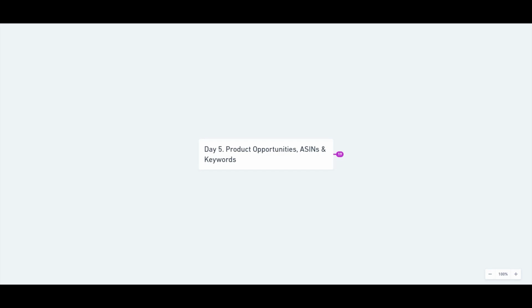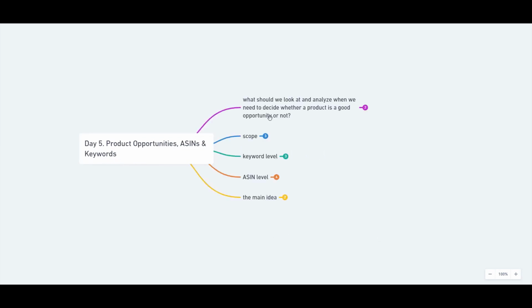Today we're going to talk about product opportunities versus ASINs versus keywords. We'll see how they're different and how they fit together. We're going to start by asking the question, what should we look at and analyze when we need to decide whether a product is a good opportunity or not? Then we'll look at scope. Then we'll take a look at metrics that are relevant at the keyword level, metrics that are relevant at the ASIN level, and we'll just leave with the main idea.